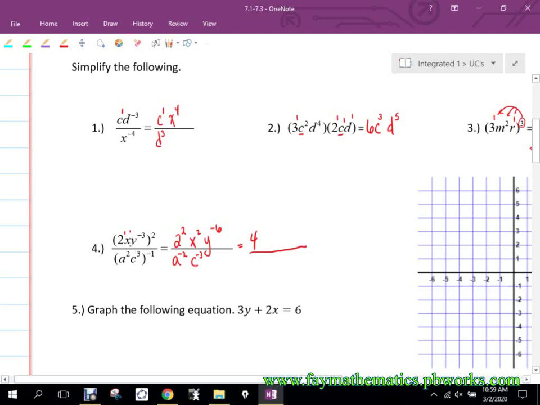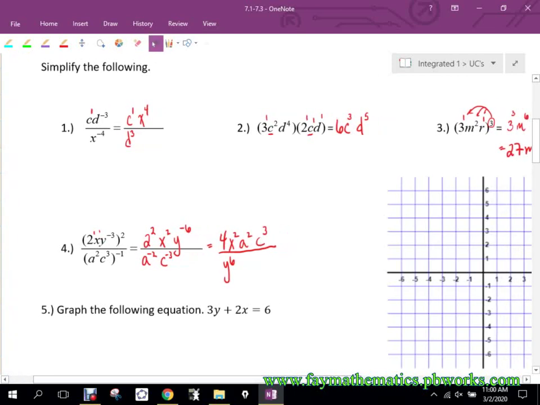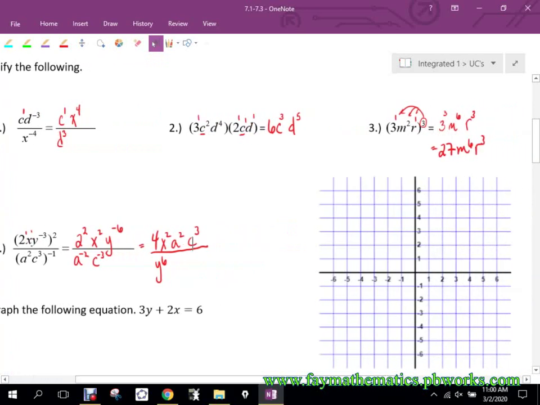And now it's just a matter of moving my terms that are negative exponents. So x squared is positive, so it's going to stay. Y is going to go to the bottom, become y to the 6th. A to the negative 2 is going to flip up top, and c to the negative 3 is going to flip up top. So we're looking at something like that. Now the order, remember, does not matter of those things. It's all multiplication.